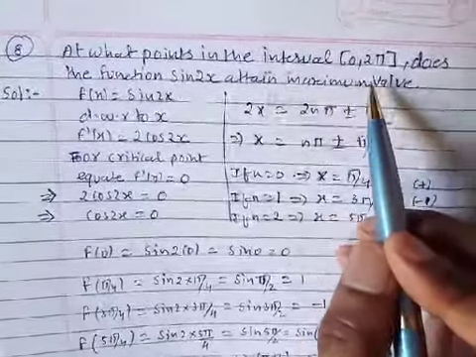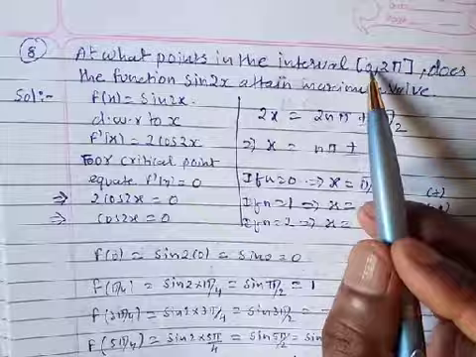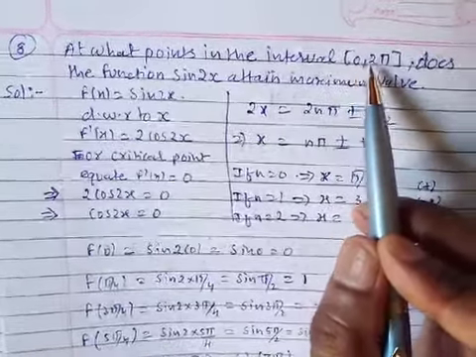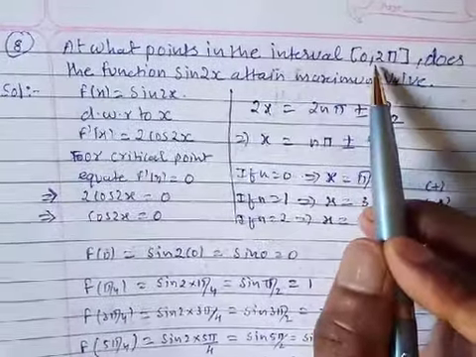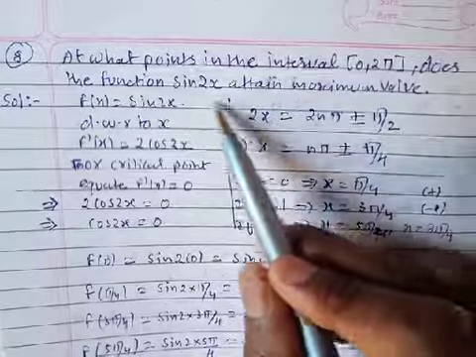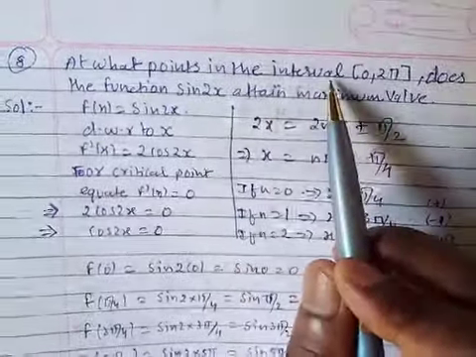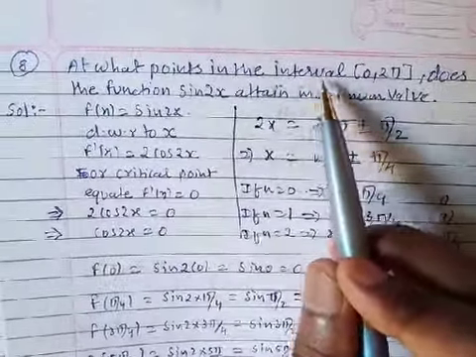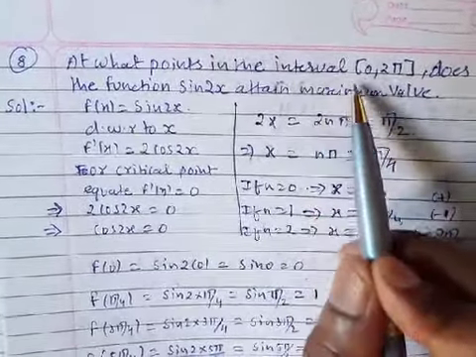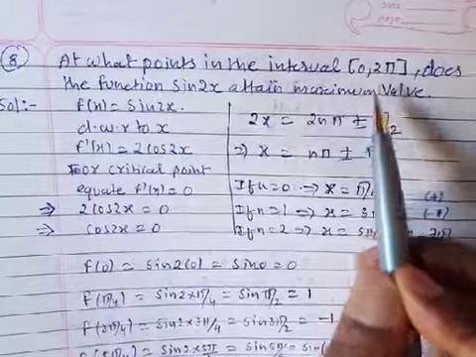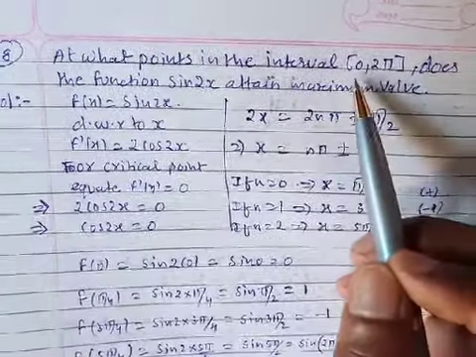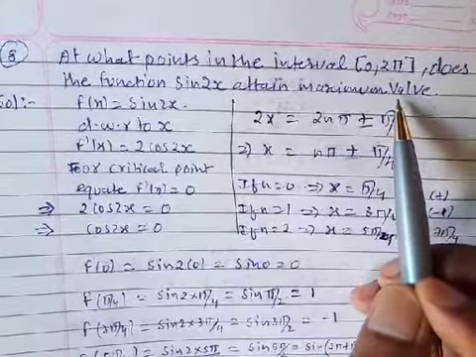After finding the critical points, you have to check the value at three places: at the critical points, and at 0 and 2 pi. So how will we do it? f of x is sin 2x. You have to find f dash of x, then equate f dash of x to 0. You will get the critical points. At the critical points, 0 and 2 pi, you have to check the value. Whichever value of f of x is greater is called the maximum value. Okay.